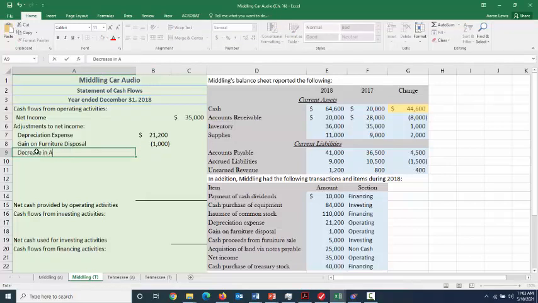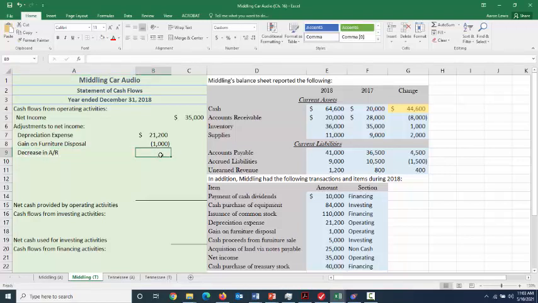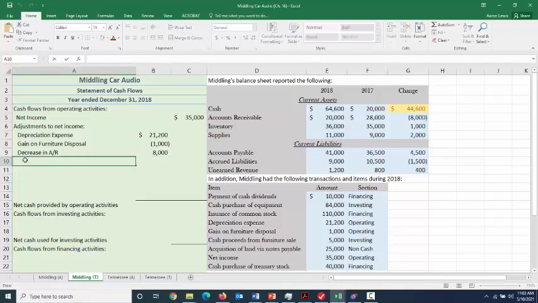Well, when we adjust for our decrease in AR, a decrease in current assets is going to increase cash flow. If we have less accounts receivable, that means that more of our customers must have been paying us in cash. We have less owed money on the books, which means our cash flow has to be going up. So we're going to increase our cash flow by the amount of decrease that we had to AR. For inventory, we have $1,000 more inventory on the books.